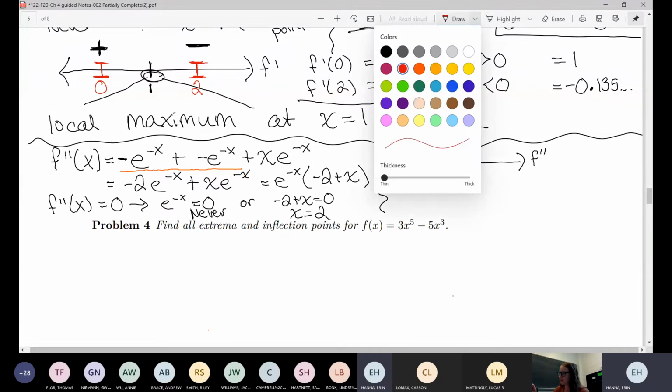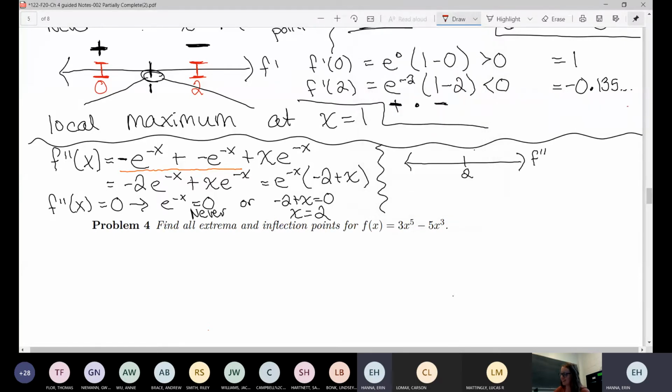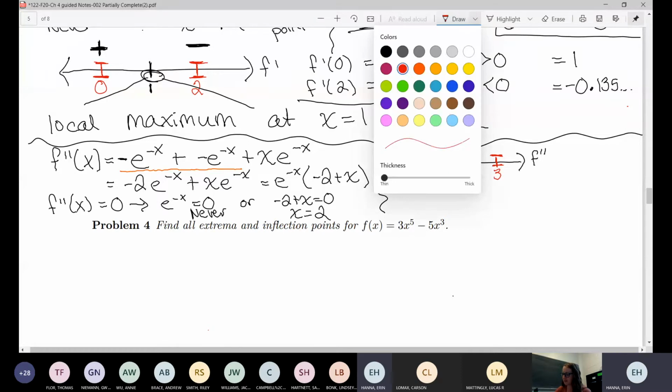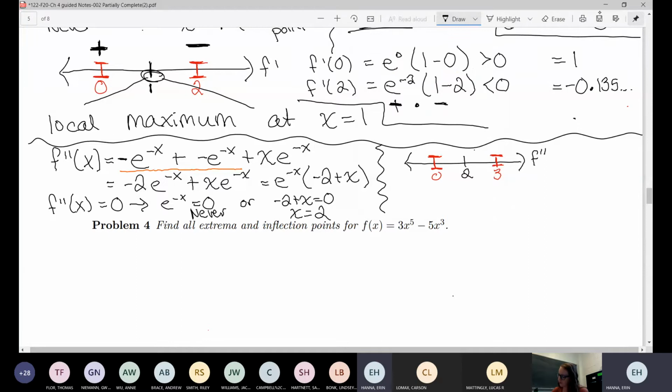We'll choose some test points. Like I said, these do get pretty long and pretty tedious, but it'll be all right. If I plug in maybe 0 and 3 as my test points, remember, we need to put them into the second derivative. I really needed to write smaller. Oh boy. So we'll get e to the 0 times negative 2.